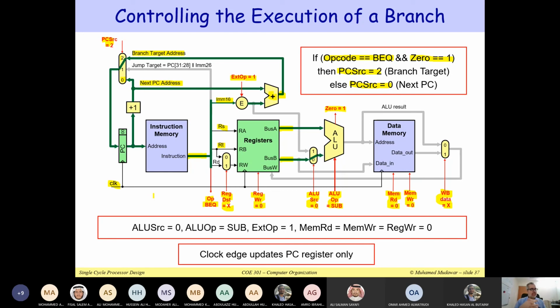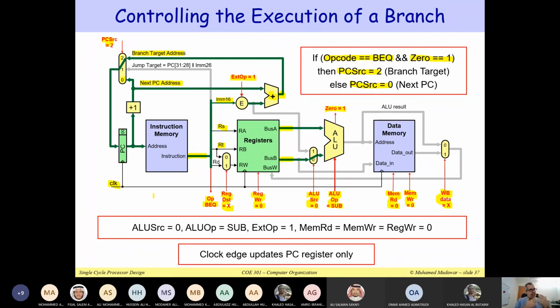The PC source multiplexer will be controlled by the flag and opcode. Yes. So we need now to add extra logic that will generate these control signals. What is missing now in this slide is the logic that is going to produce these control signals. This is not really a complete picture, by the way.